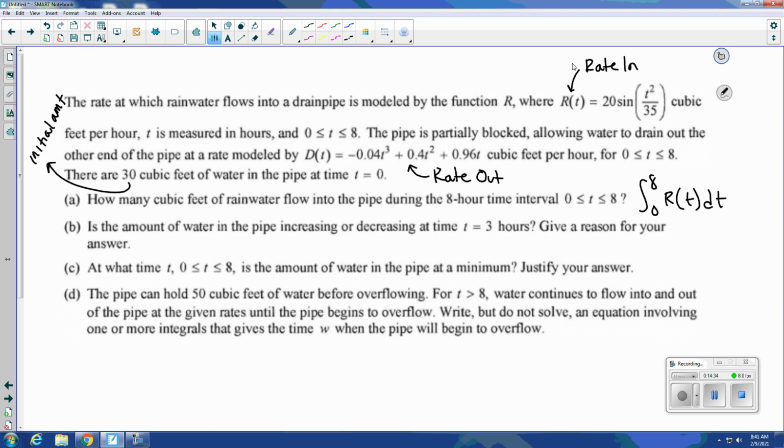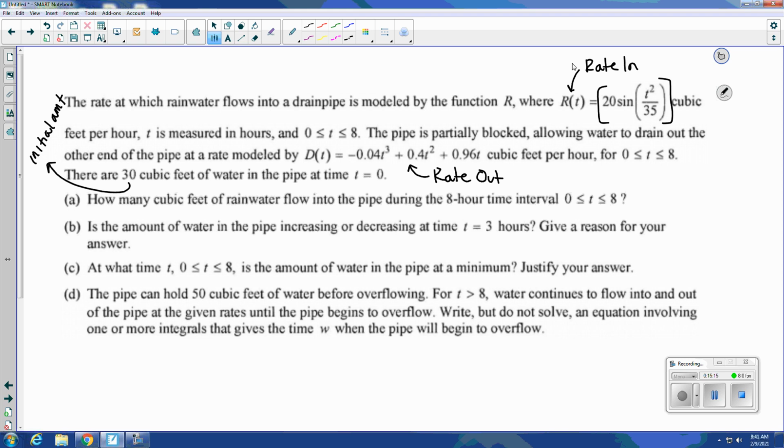Now, this is a calculator question. So what we would have to do is actually plug this in, this 20 sine t squared over 35. And we can let the calculator make that computation for us. If this was a non-calculator question and we were faced with an easier integral to compute, then we'd take the antiderivative of the integral evaluated at the upper bound minus the lower bound. So it's just using the fundamental theorem with antiderivatives to evaluate that integral. But that's how you would do part A. Let's look at part B.